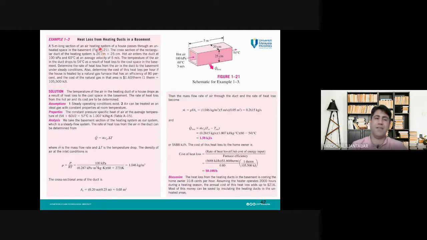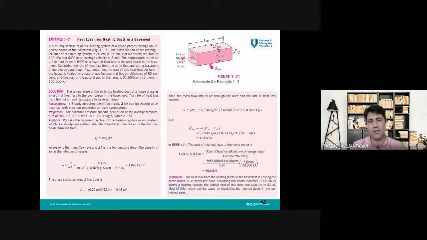In the first example, we are going to calculate heat loss from a heating duct in a basement. We have a duct located in the basement of a house, and the heat loss through it will be used to increase the temperature of the house actually. So let's see what the question is. A 5-meter long section of an air heating system of a house passes through an unheated space in the basement, like what you can see here. 5 meters the length, and hot air goes through that.